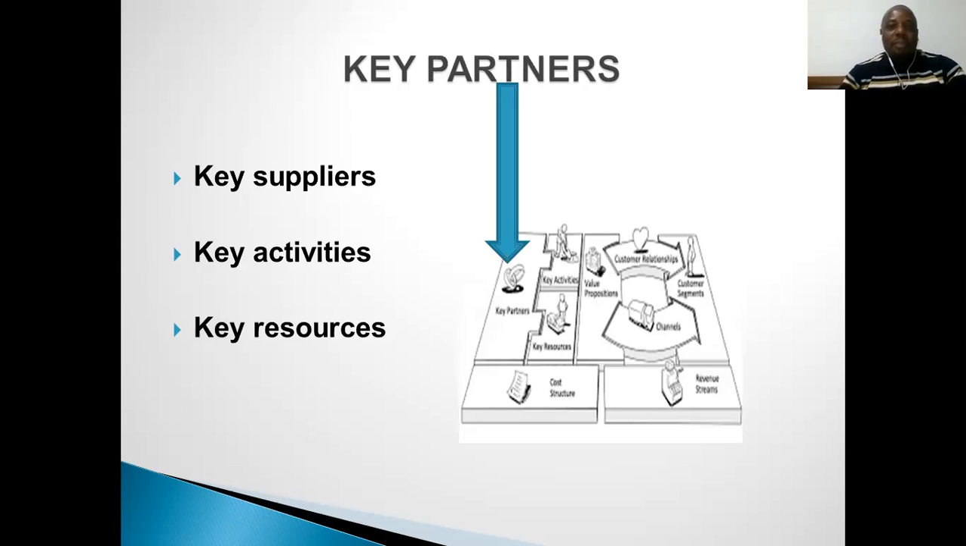Last but one, key partners. In this block, you have to list all tasks and activities that are important but which you will not do yourself. Instead, you will just use suppliers and partners to make your business model work.